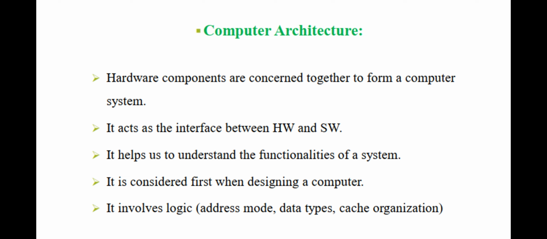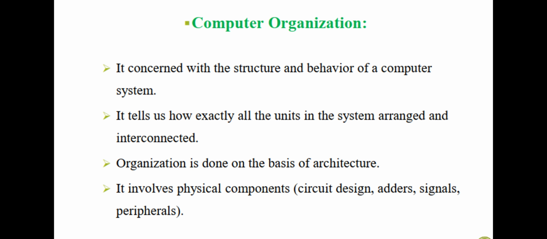It involves logic, address mode, data types, cache organization. Computer organization is concerned with the structure and behavior of a computer system. It tells us how exactly all the units in the system are arranged and interconnected. Organization is done on the basis of architecture. It involves physical components, circuit design, adders, signals, peripherals.